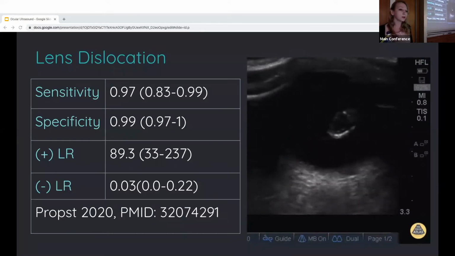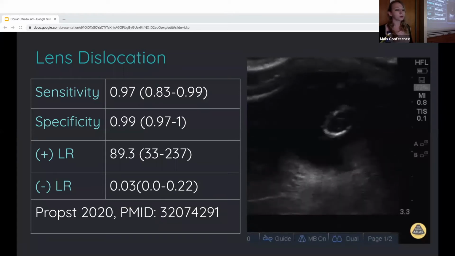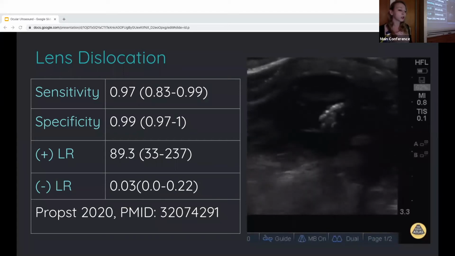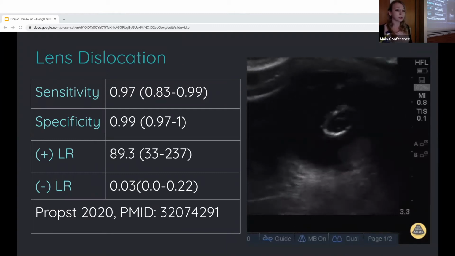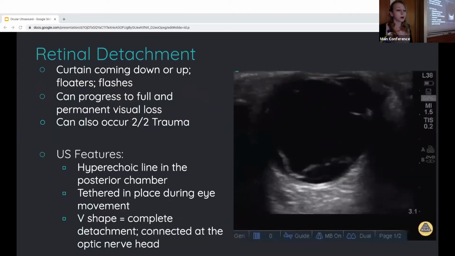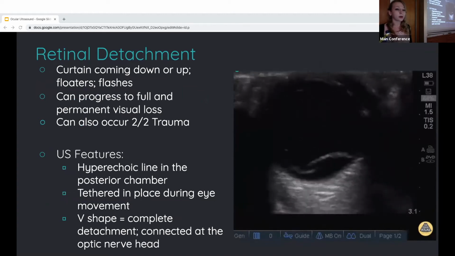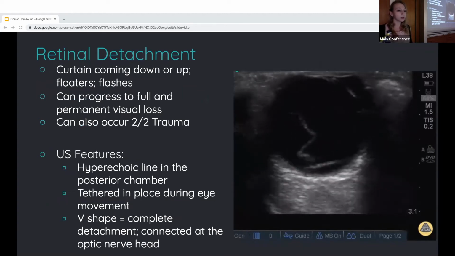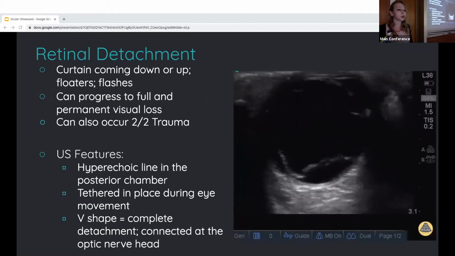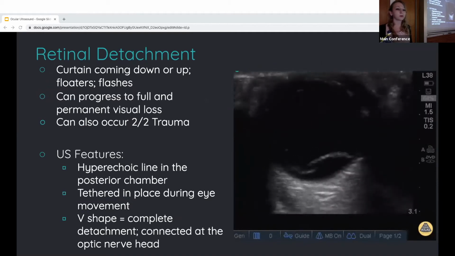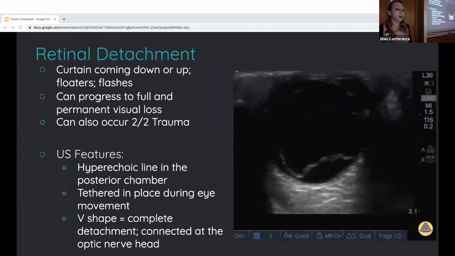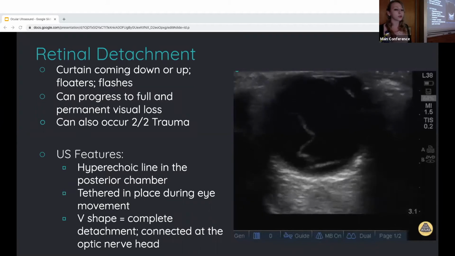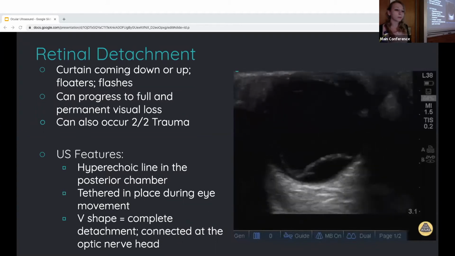The sensitivity of ocular ultrasound for identifying lens dislocation is about 97%, and specificity is 99%. Another traumatic indication is retinal detachment. The presentation will usually be a curtain coming down or up. Patients will complain of floaters or flashes. It can progress to full or permanent visual loss and can also occur without trauma.